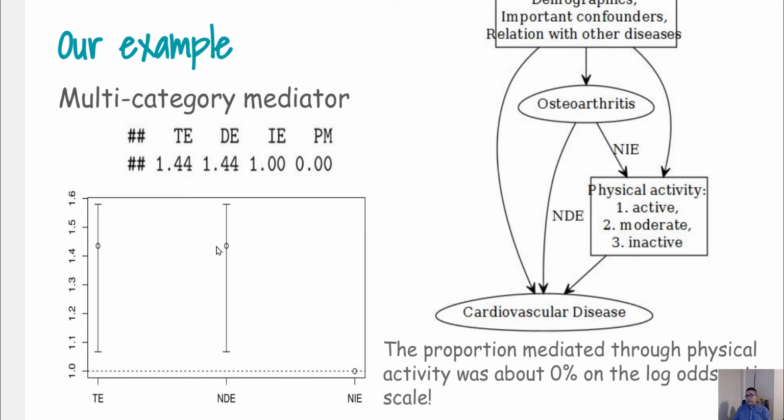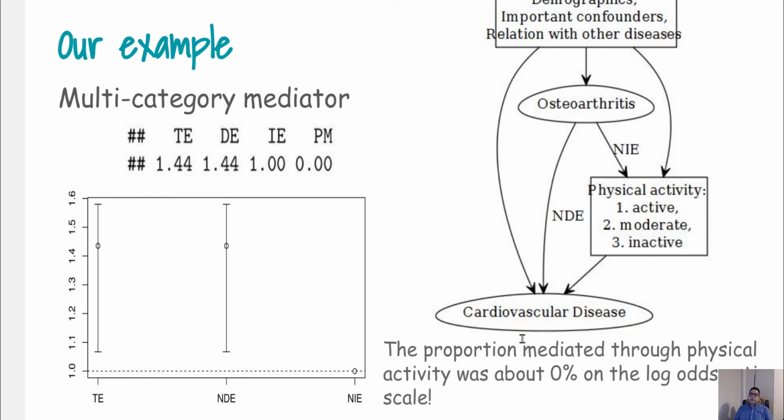Everything that was going on for the total effect is going on for the direct effect. That means that there is no indirect effect anymore, and the proportion mediated was also 0%. So that can happen as well.